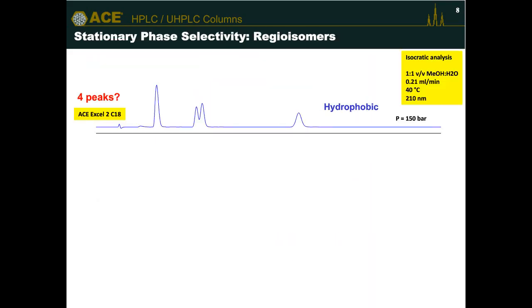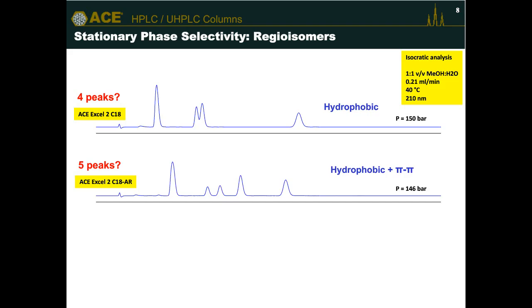And we can demonstrate these type of mechanisms and the differences in selectivity with some simple chromatography. So here we can see this is a mixture of regioisomers or positional isomers. So I'll show the structures at the end. And we perform an isocratic analysis, and there appears to be 4 peaks on this chromatogram, maybe 4 compounds. This is with a standard C18 column, and of course the only mechanism of interaction, the dominant mechanism, is hydrophobic interactions. Now with the C18AR column, we introduce the aromatic group.